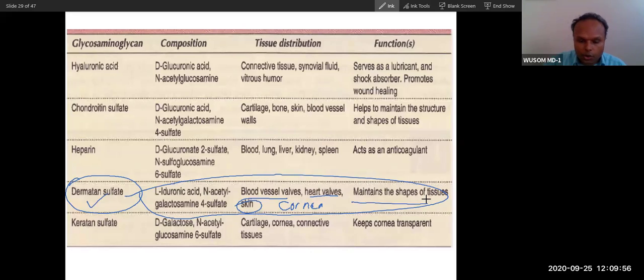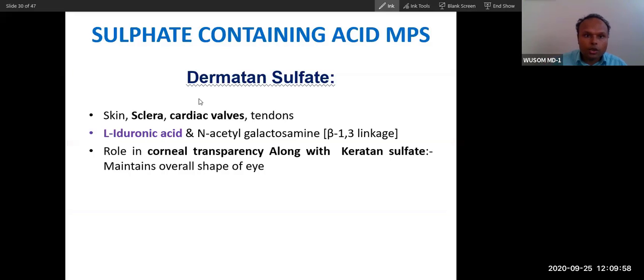It maintains the shape of tissue. Now you can see here, dermatan sulfate, in addition to heart valves, is present in the sclera. I told you, cornea and sclera. This is the sclera of the eye. So sclera, skin, cardiac valves, and then tendons. In all these places dermatan sulfate is present. We will need this when we study disorders.